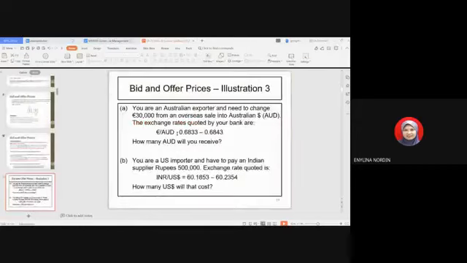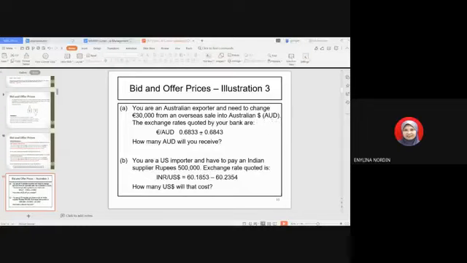The next one is another example. Let's say you are an Australian exporter and need to convert 30,000 euro from an overseas sale. So you are the exporter. You sell your goods to foreign countries and you receive the 30,000 euro, the foreign currency, and then you want to convert into Australian dollar, AUD.